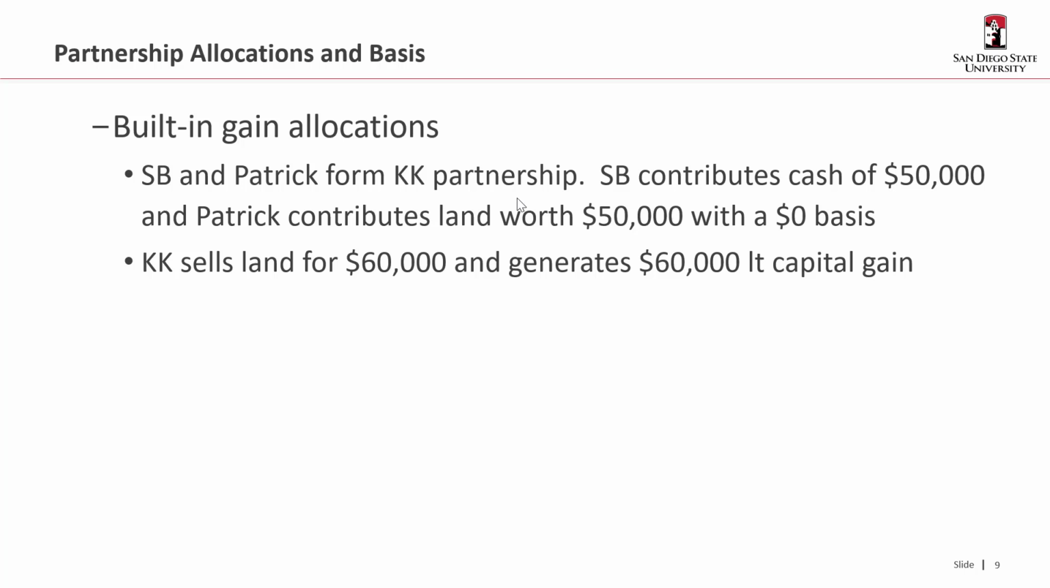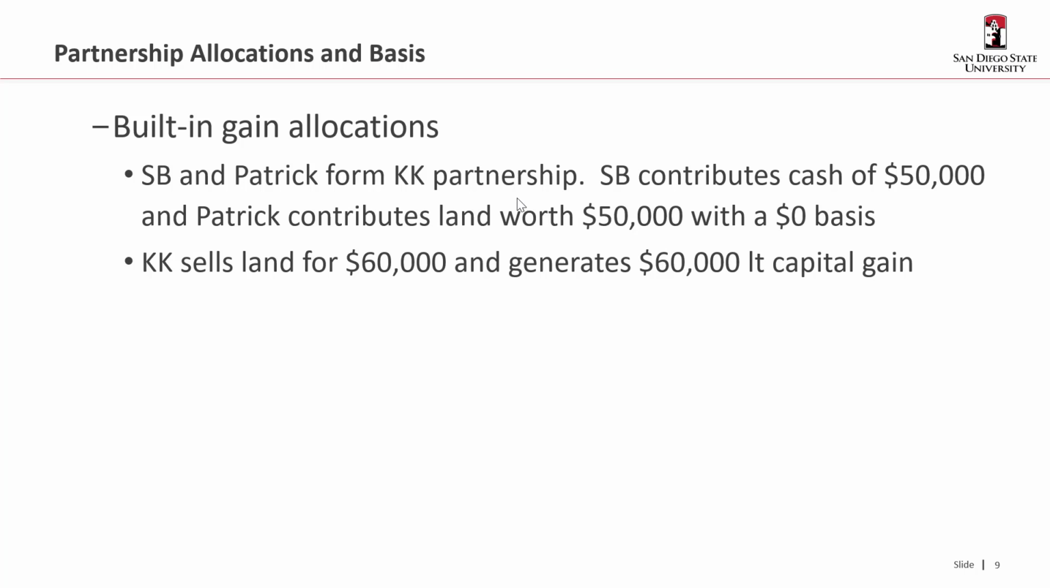Okay, lastly, there's a rule that requires there to be a built-in gain allocation to the extent that a contributing partner contributes property that had a built-in gain at the time of the contribution. So SpongeBob and Patrick form the Krusty Krab partnership. SpongeBob contributes cash of $50,000. Patrick contributes land worth $50,000. And this particular land has a 0 basis. So Krusty Krab sells the land now. The partnership sells the land for $60,000. And as a result, because it takes the carryover basis, it generates a $60,000 long-term capital gain.